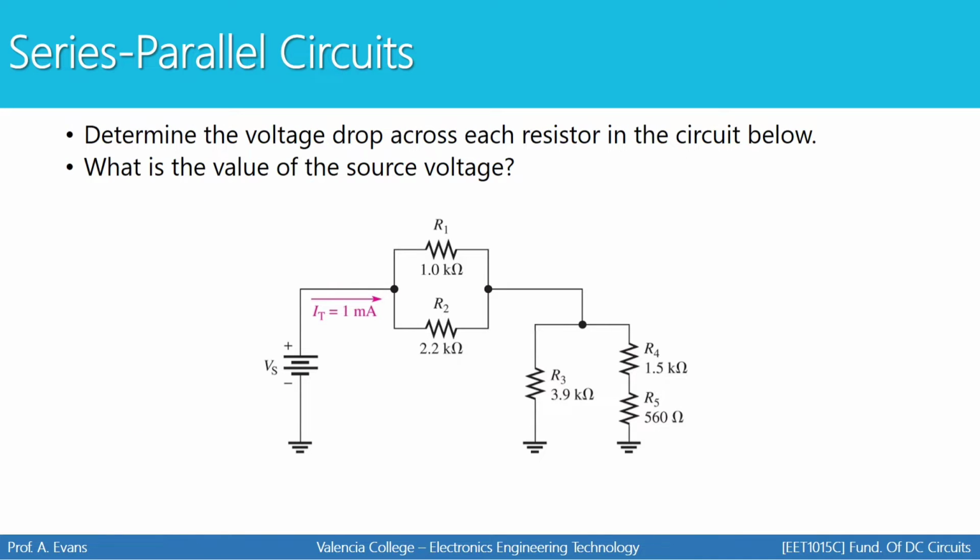So here's our first series parallel circuit. What we're going to do is determine the voltage drop across each resistor in the circuit below. And we're also going to figure out the value of the source voltage.